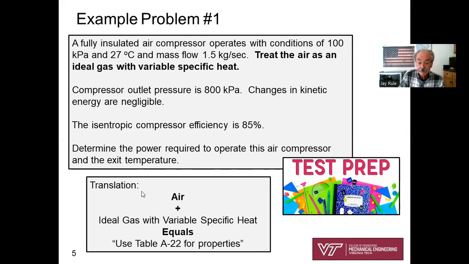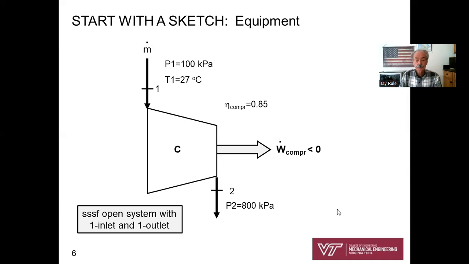So, translation of what's given: we've got air, an ideal gas with variable specific heat. That means use table A-22 to get your properties. That's what that means. So we'll start with a sketch. Do you see how in the sketch we try to mimic the piece of equipment? This compressor depicts that the flow is in here and out here, in at ambient conditions, out at a higher pressure. We're squeezing the air down, increasing the pressure, decreasing the specific volume. That's why we use this trapezoid.